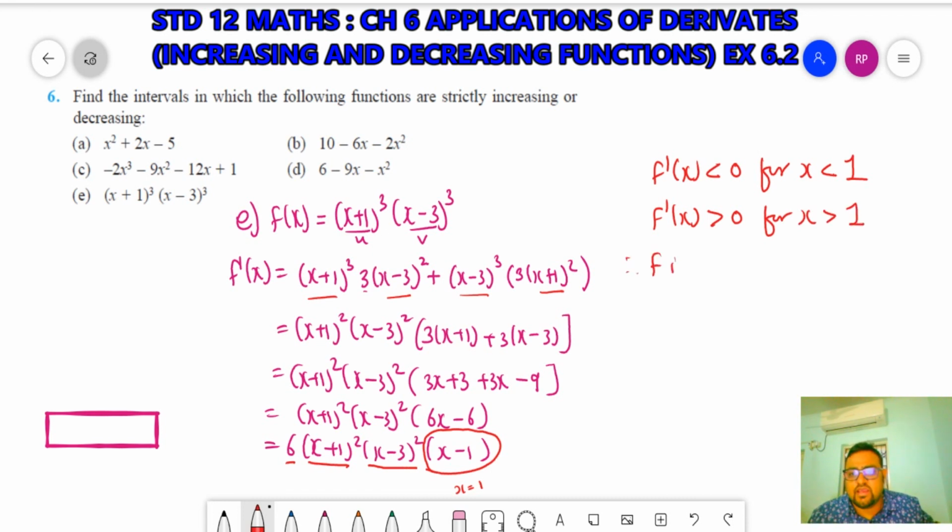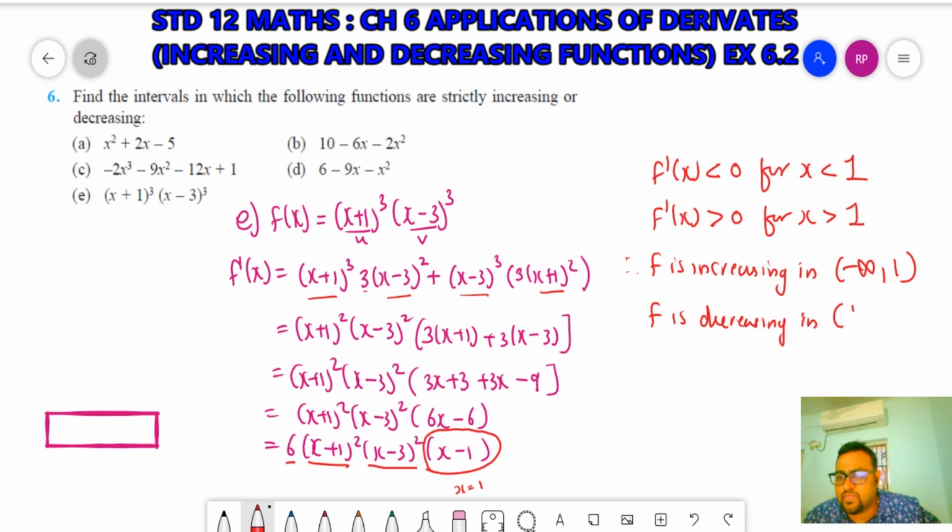Therefore, f is increasing in the interval minus infinity to 1, and f is decreasing in the interval greater than 1, that is from 1 to infinity. Here, this was about question E, just note it down.